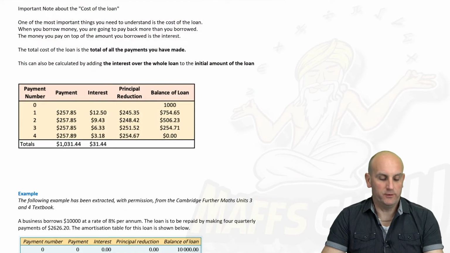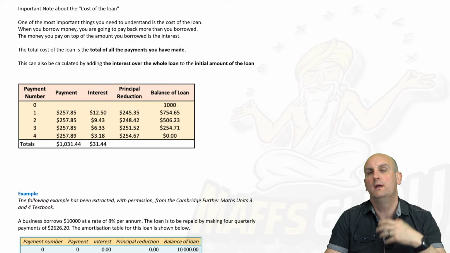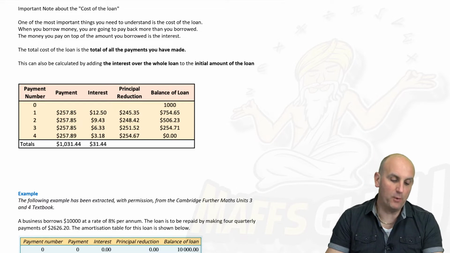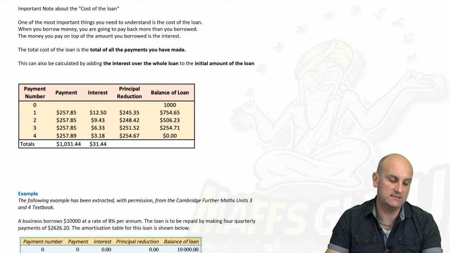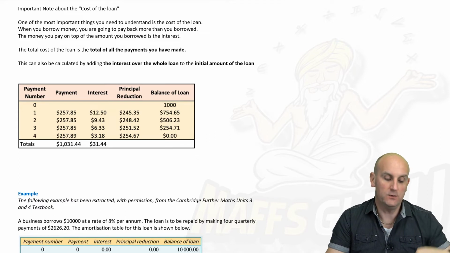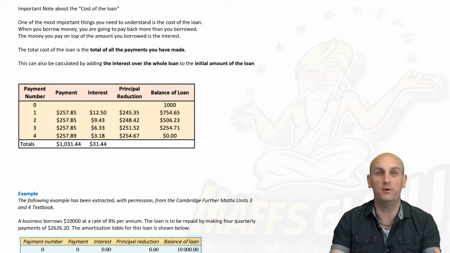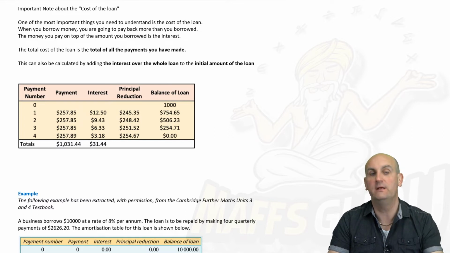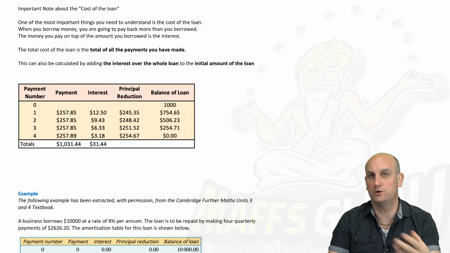One thing before we move on is a column called cost of the loan, or how much this loan is going to cost. One of the important things you will need to understand is what the term cost of the loan means. When you borrow money, you are going to pay back way more than you borrowed. It's the whole point of borrowing money. You're paying interest. The money you pay on top of the amount you borrowed is the interest. It is also the total cost of the loan.